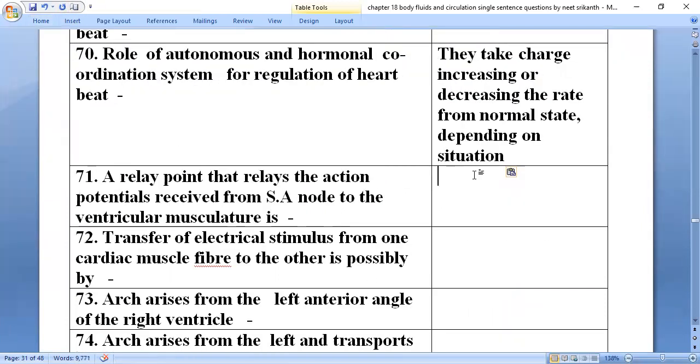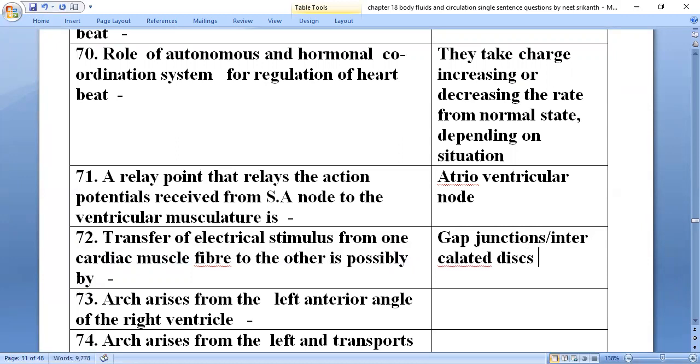Then a relay point that relays the action potential received from the SA node to the ventricular musculature is the atrioventricular node. Transfer of electric stimulus from one cardiac muscle fiber to the other is possible by gap junctions, or we call them intercalated discs. Don't be confused with intervertebral discs. These are intercalated discs.